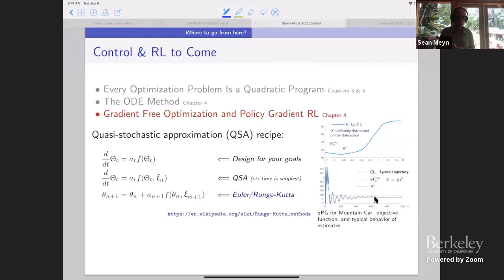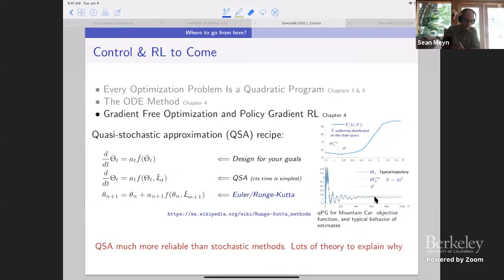And finally, gradient-free optimization and policy gradient RL. And Shaba, I'm going to give you the full history on actor-critic algorithms in that lecture. And so step one, ODE design. Step two, quasi-stochastic approximation, put in some sinusoids or something. And then finally, you do your Euler or Runge-Kutta methods, and you get an algorithm you can put on a computer. That's what I want to sell today. All right, that's my sales pitch.